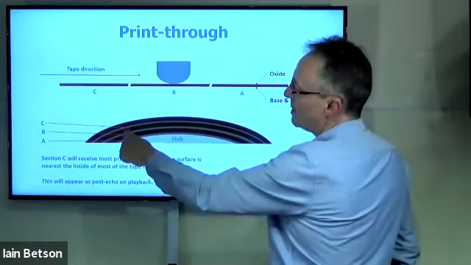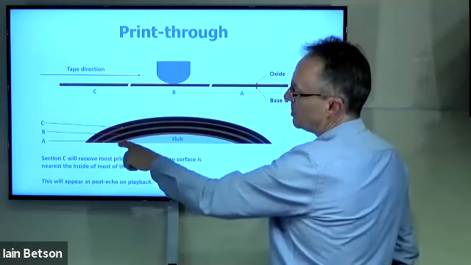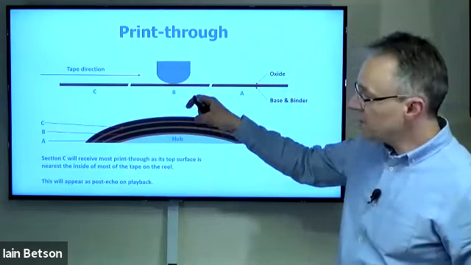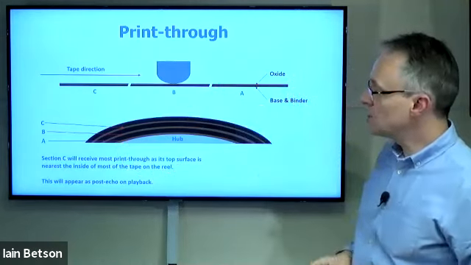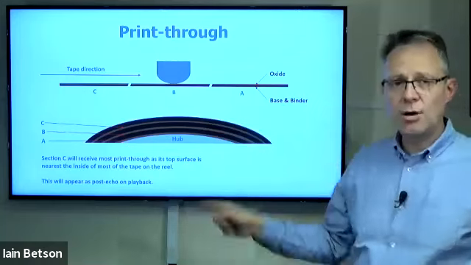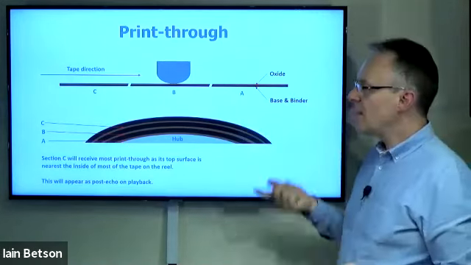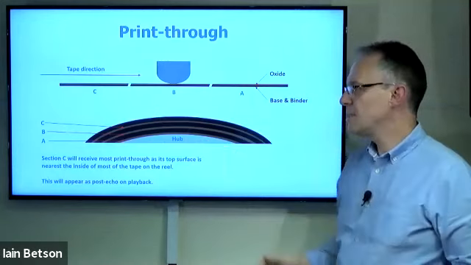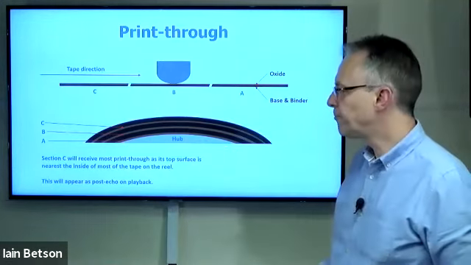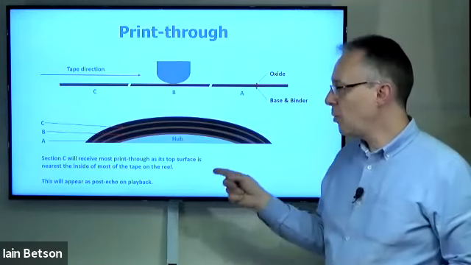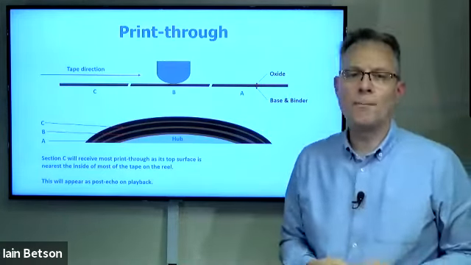from section B. Section A, where the print through would land on the top of the oxide, the bit from section B which will print through to section A has got to go through the backing and has got to go through all of the lower level of the oxide. So therefore the print through is likely to be less, but as it says here, section C will receive the most print through, and it will appear as a post echo on playback.